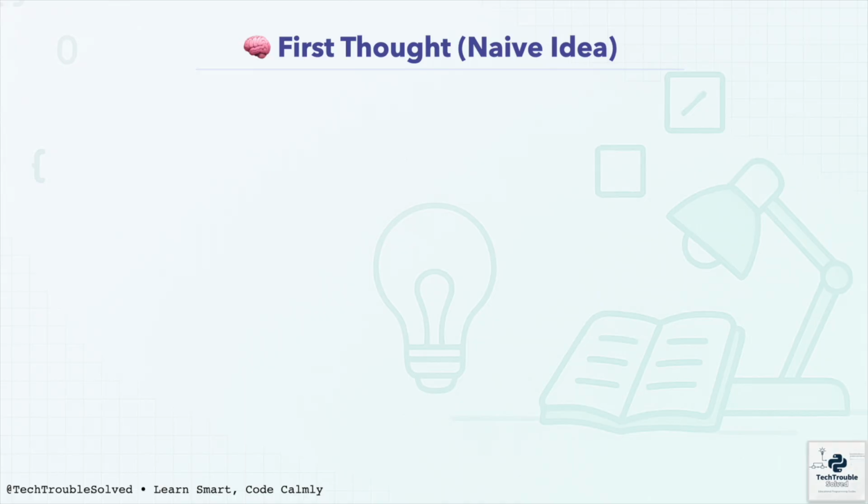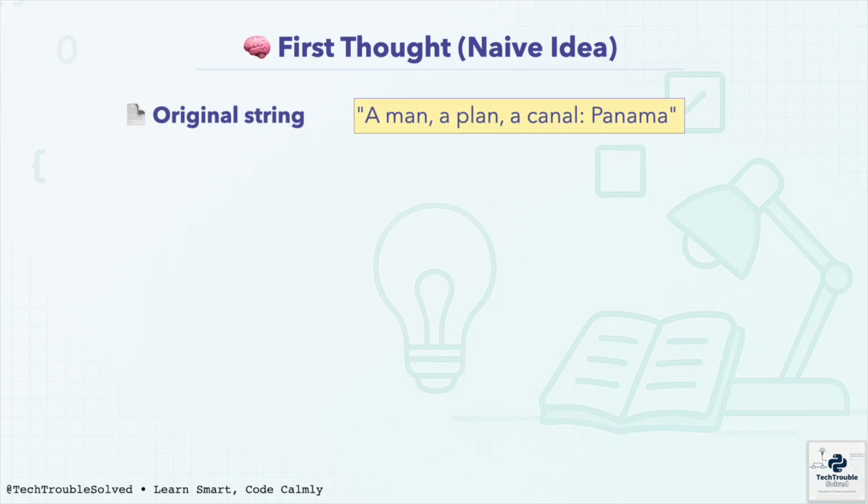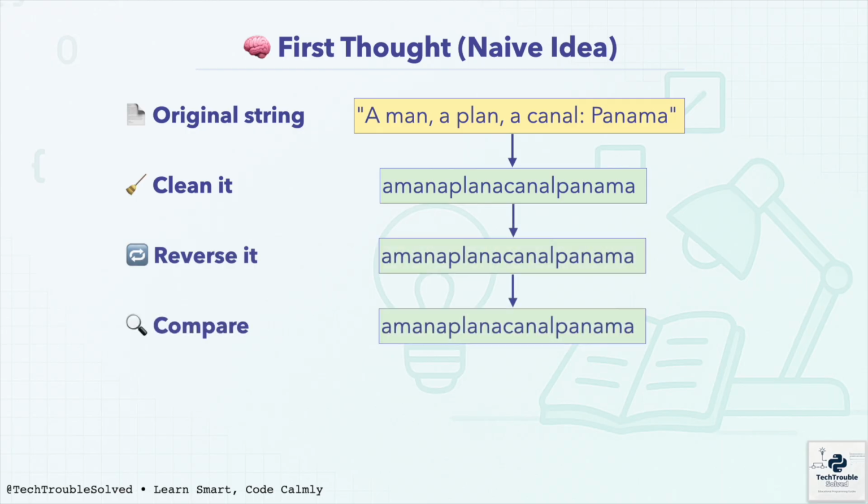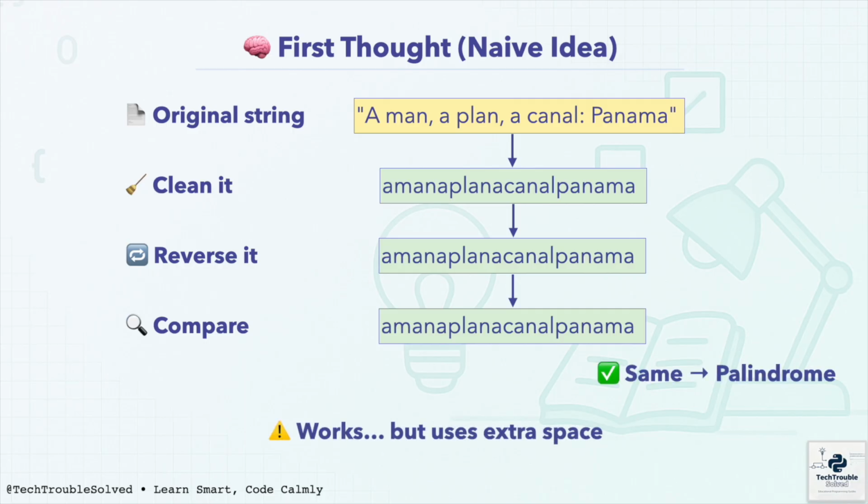One very common way to solve this problem is shown here. We start with the original string, then we clean it by removing spaces and symbols and converting everything to lowercase. After cleaning, we get this string: amanaplanacanalpanama. Next, we reverse the cleaned string and compare both strings. Since they are the same, the string is a palindrome. This approach works correctly, but it uses extra space.